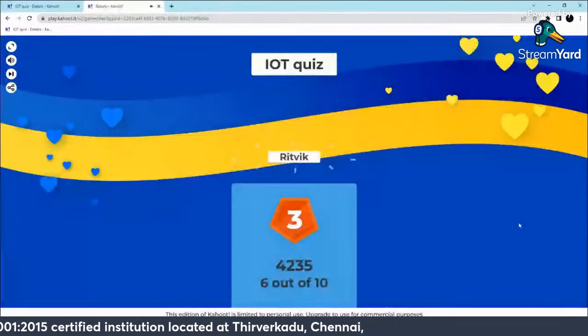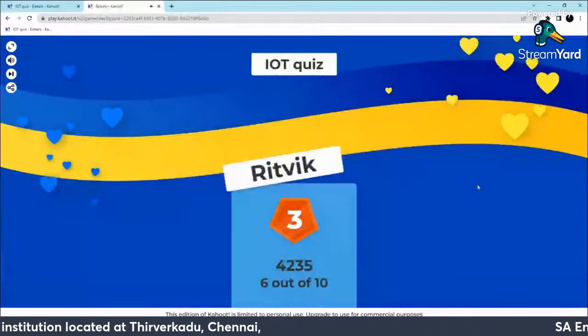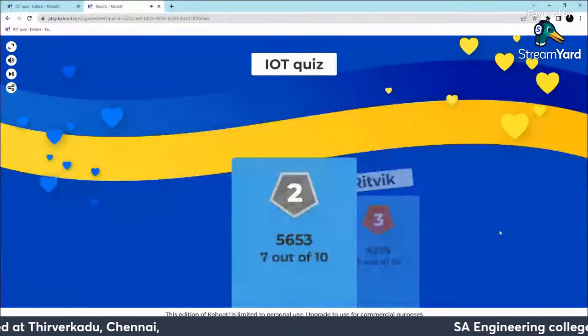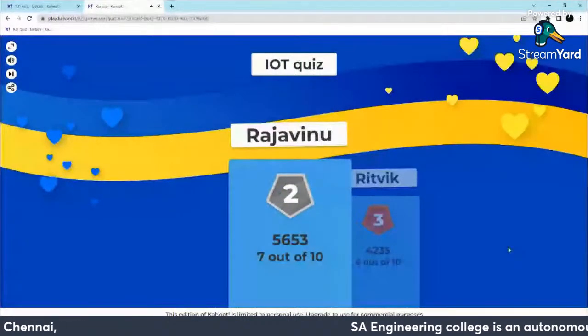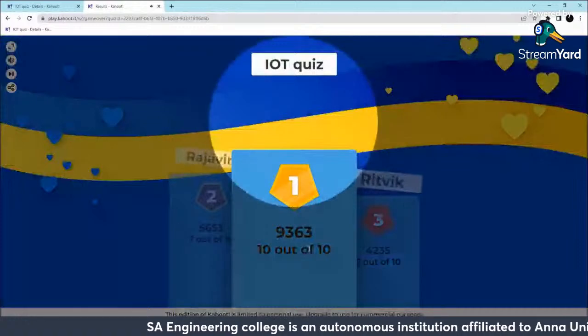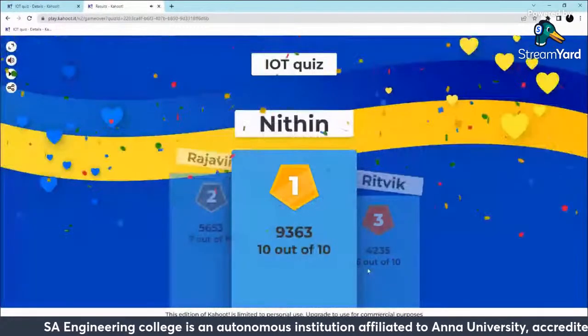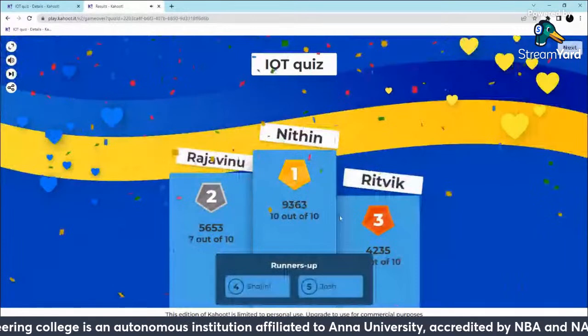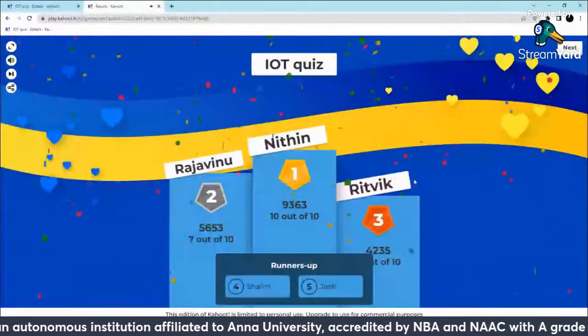So third is Ritvik. That's great with a score of 4,235. And second goes to Raja Vinu. And the first goes to Nitin with a score of 9,363. That's great. And runner-ups are Shalini and Josh.